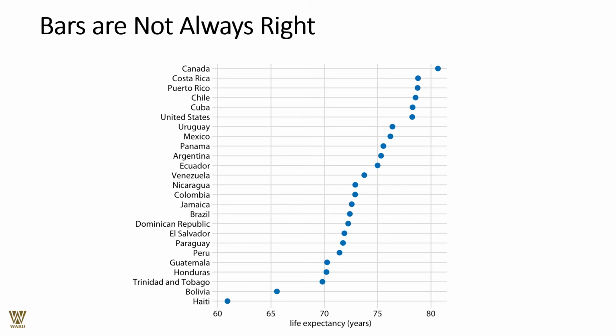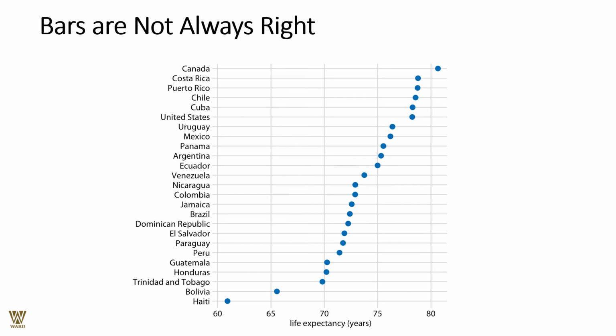Now here is a dot plot. The dot plot will tell me which country is way ahead. Look at the life expectancy in number of years: Canada, way high. Costa Rica follows in the second position. Then, neck and neck, Puerto Rico, Chile, and Cuba come around.